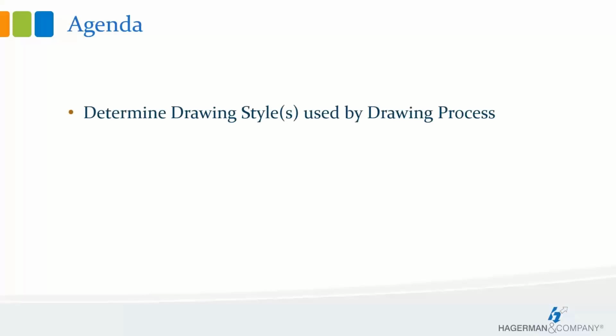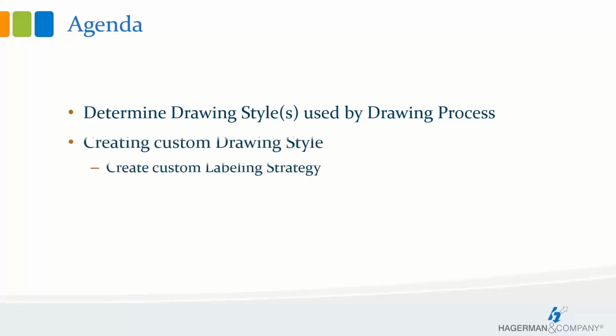Here is the agenda for today. We're going to start with an out-of-box drawing using one of the drawing processes. And we're going to take a look at that drawing in order to determine what drawing styles are used whenever a drawing process gets run. Once we determine that, we will use that style to create a new one and then make some changes to it. We'll also create a new labeling strategy, and I'll talk more about that when the time comes.